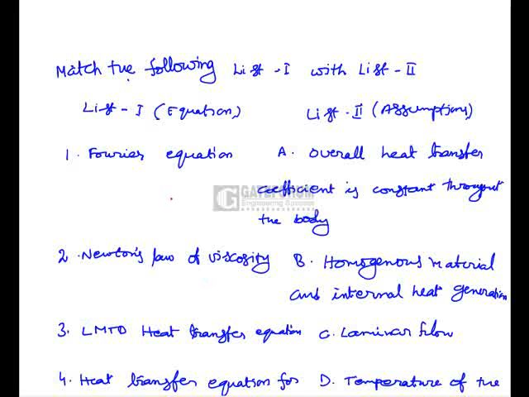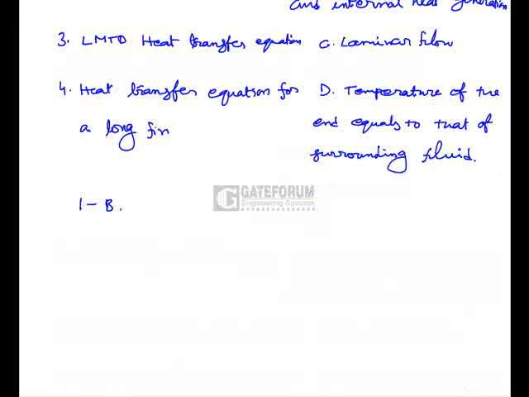Here the list 1 consists of the Fourier equation, Newton's law of viscosity, LMTD, and heat transfer equation for a long fin. So the assumption made in the Fourier equation is homogeneous material and internal heat generation. So it matches with the term B. And Newton's law of viscosity is related with laminar flow, that is C. In the LMTD heat transfer equation, the assumption made is that the overall heat transfer coefficient is constant throughout the body. And the heat transfer equation for a long fin assumes the temperature of the end equals that of the surrounding fluid, so that it is 4D.